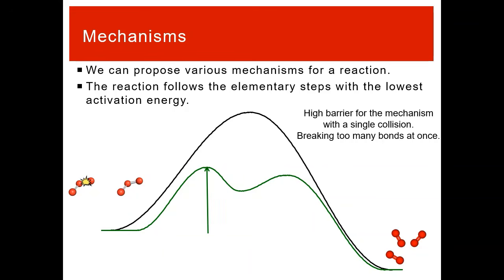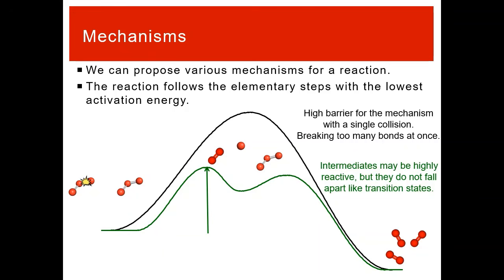It's going to be a smaller barrier. You do create this oxygen atom, which is an intermediate. And that oxygen atom is highly reactive. But it's important to note it's not unstable. It doesn't fall apart. That's why there's this little well here, this little bottom. That is a stable thing where you have this isolated oxygen atom.